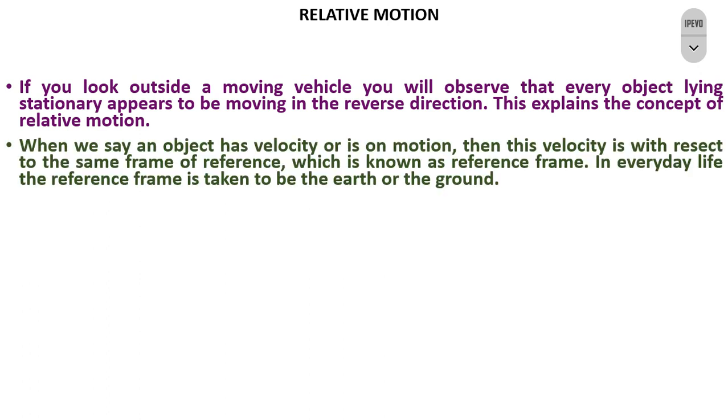When we say an object has velocity or that object is in motion, then this velocity is with respect to what we mean by frame of reference, or you can as well call it the reference frame. In everyday life, the reference frame is the earth where we are, or the ground. What we mean by the term reference frame is just about where you are observing an object from.